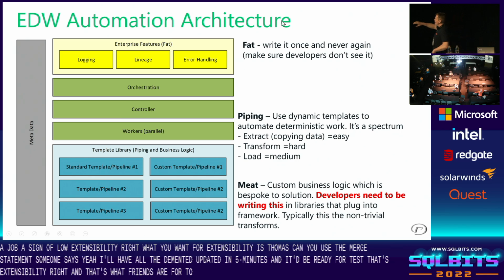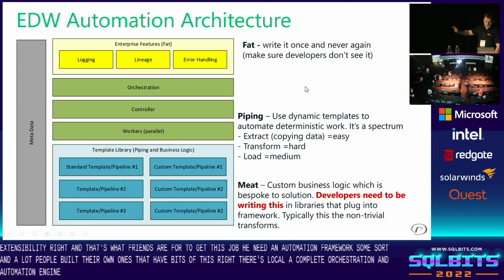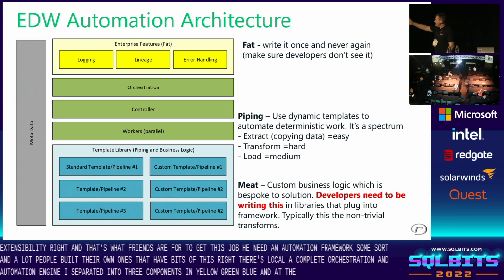To get this, you obviously need an automation framework of some sort, and a lot of people have built their own ones that have bits of this, right? So this is what I would call a complete orchestration automation engine. I separate it into 3 components in yellow, green, and blue, right? And at the heart is a metadata.